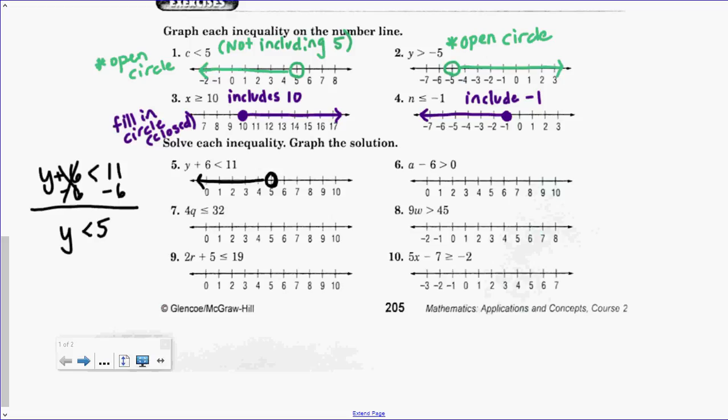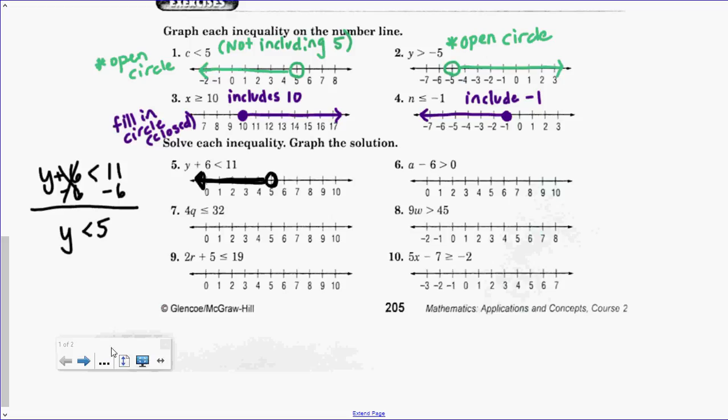And if you want to, go ahead and check some of those, like all of these numbers here. If you plug all those in, it'll be true. So like 2 plus 6, yep, that's less than 11. 3 plus 6 is less than 11. 0 plus 6 is less than 11. Anything at all to the left here is going to be a true statement when I plug it into the inequality. Okay, you know what less than or greater than means.